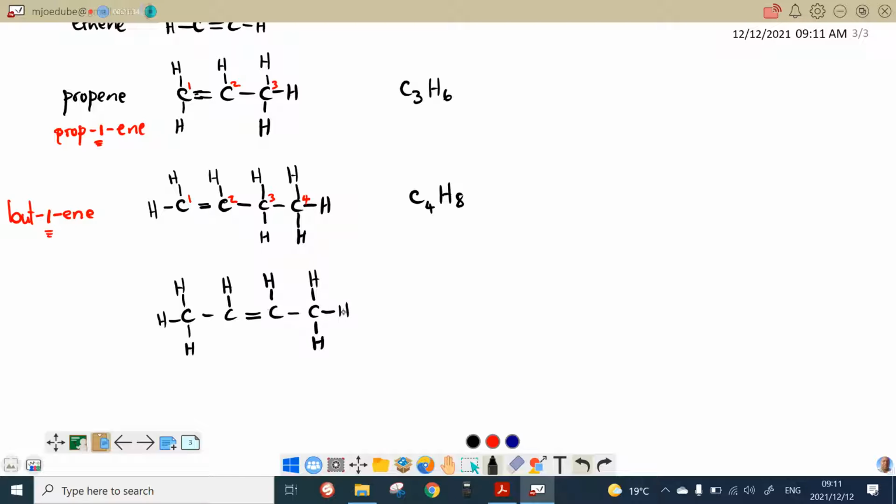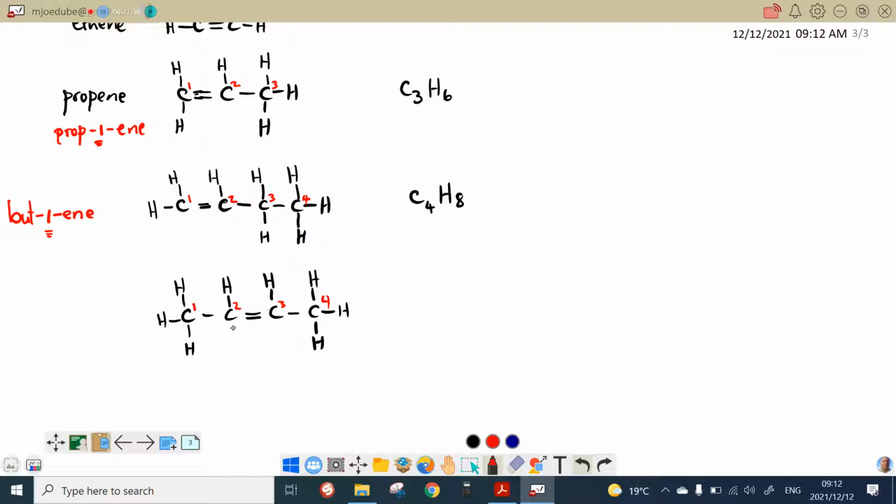And then you say to yourself, okay, fine, you must allocate the numbers of the carbons such that the double bond must be attached to a carbon of lowest number. It doesn't matter where you count from, as long as the double bond is occupying a carbon with the lowest possible number. So if we count from the left and we say that's carbon number 1, this is carbon number 2, then that would be 3 and that would be 4.